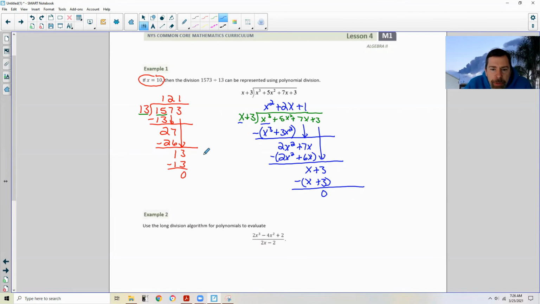So what just happened? Well, if x is 10, 10 plus 3 is 13. If x is 10, 10 squared is 100. 10 times 2 is 20. 100 plus 20 is 120. Plus 1 is 121. So we just made a connection here. If x is 10, these would be the factors of this polynomial. But x doesn't have to be 10. x can be any number. And this polynomial division will work.